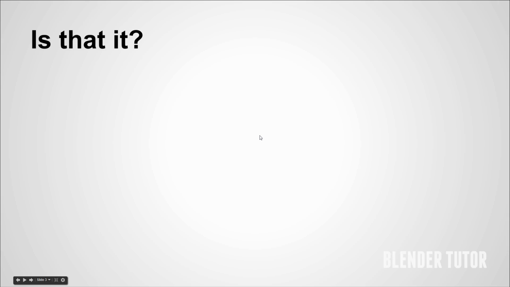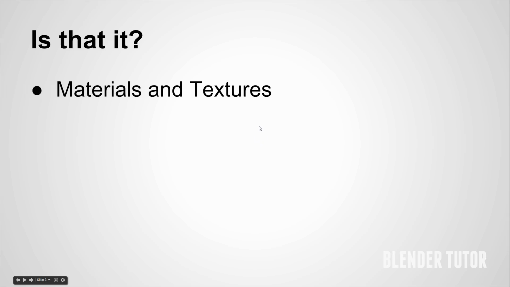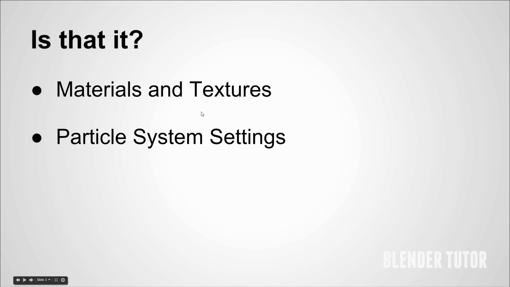Okay, so is that it? No. We're going to definitely need materials and textures. No matter how great your simulation looks, if you don't have really nice materials and textures, it's still going to look like garbage. So we're going to go over creating some really nice textures and materials for our smoke and fire. The particle system settings are a huge one. You can't really just apply a particle system and then hope it's going to look good. There's a lot of little tweaks you can do to really make sure it looks really cool.